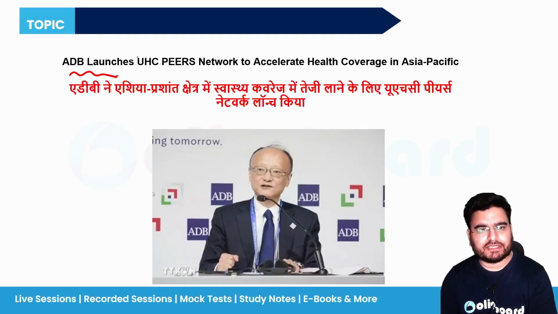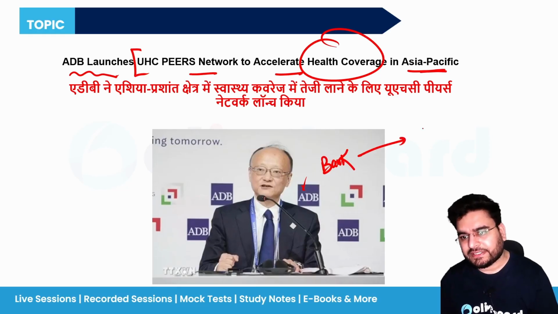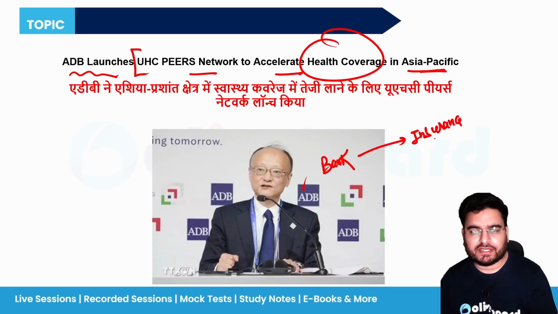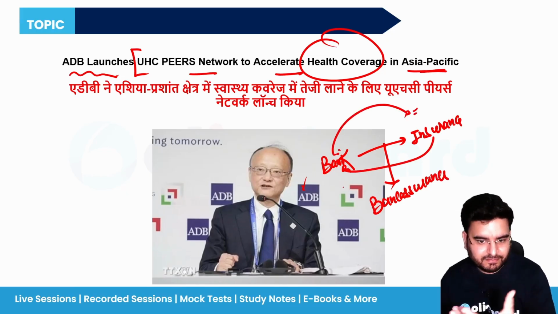Next is ADB launches UHC Peers Network to accelerate health coverage in Asia Pacific. Now see, ADB is what? Bank. They are venturing into which area? Insurance. And they might collaborate with some of the insurance companies, and that would be known as what? Bancassurance. So what would be the benefit for the bank? The bank will get a new product, and the insurance company will get the base of the bank, the people.